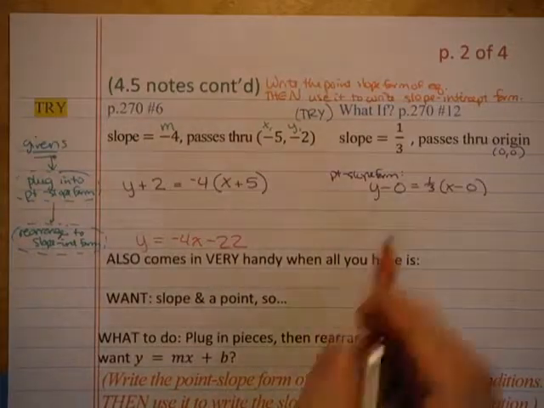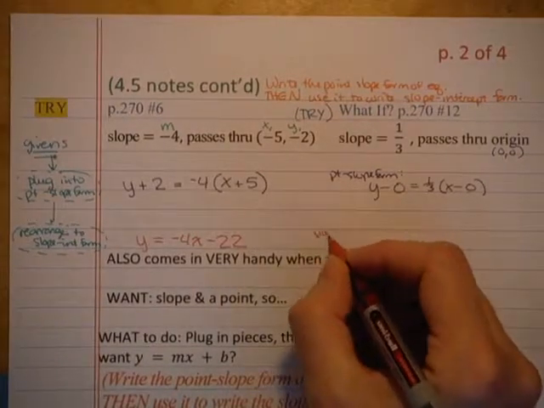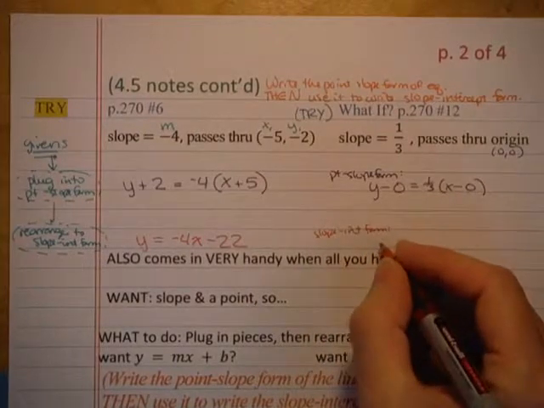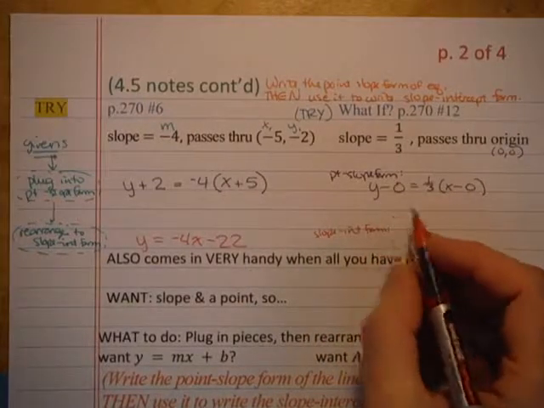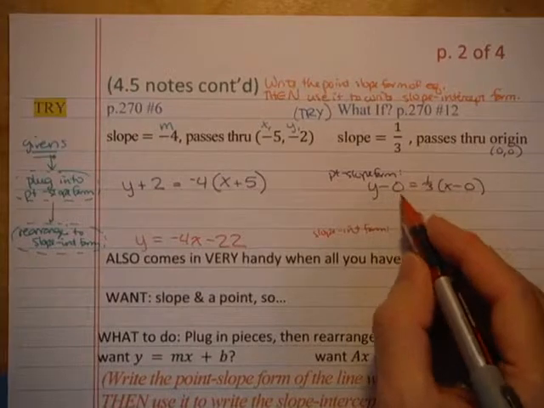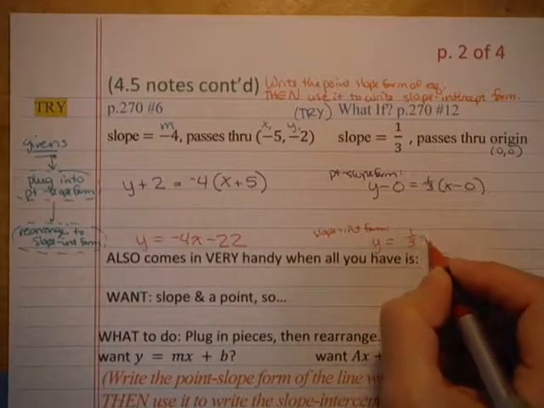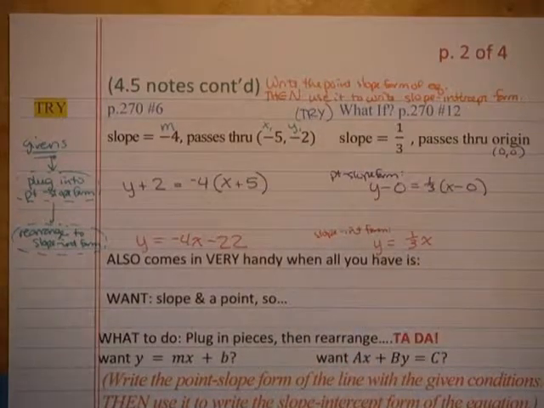And then the slope-intercept form of the equation, again, they're asking for two answers here. You distribute that 1/3 and move the 0 over, or really it would just go away, right? y equals 1/3 x would be our slope-intercept form of the equation.